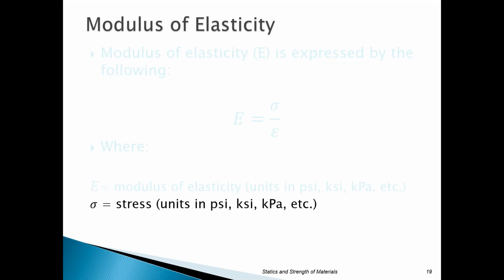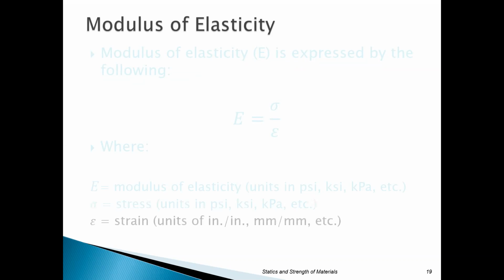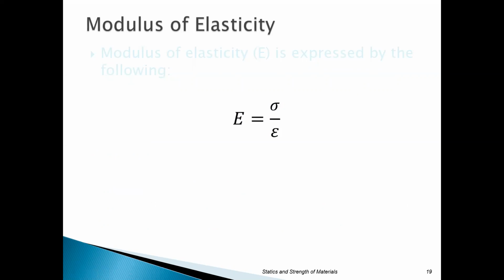But if stress is in units of PSI, KSI, whatever, and if we're looking at strain in inch per inch, this is unitless. So if you divide a number by a unitless value, you can notice up here again, if this has units of PSI and that has no unit, then this is going to be a unit of PSI as well.